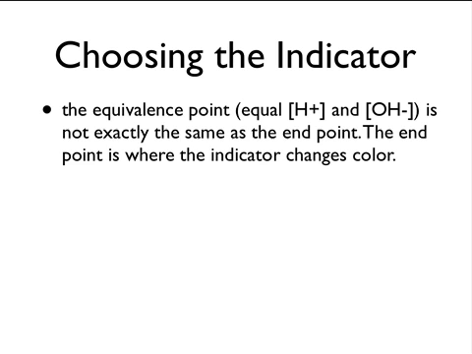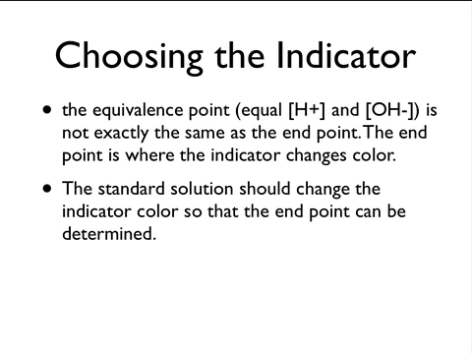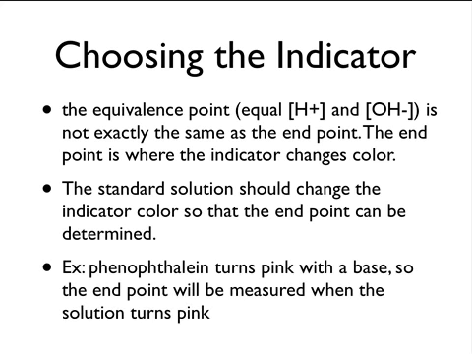The equivalence point, where we have equal concentrations of hydrogen ions and hydroxide ions, is not exactly the same as the endpoint. The endpoint is where the indicator changes color. The standard solution should change the indicator color so the endpoint can be determined. So when you're choosing an indicator, you need to make sure that it will change with your solution that's in the burette. So our example would be phenolphthalein is a really great indicator with a base. It turns hot pink. So the endpoint will be measured when the solution turns pink, and the solution in the burette is what will turn pink with the indicator.